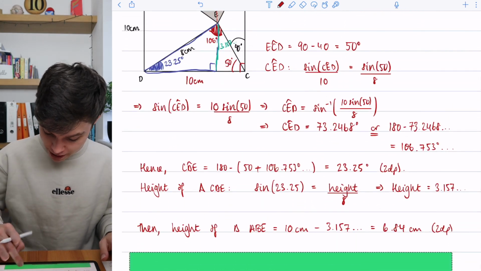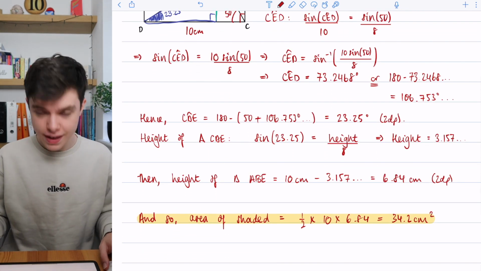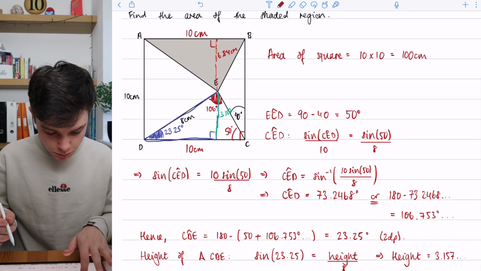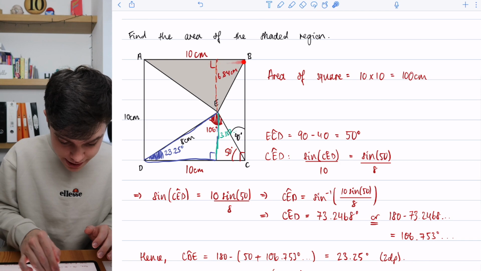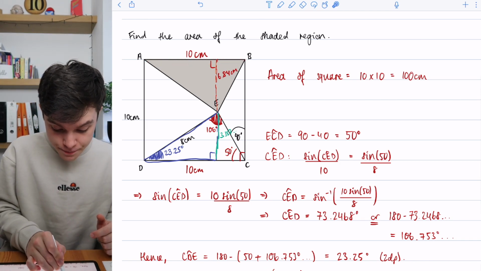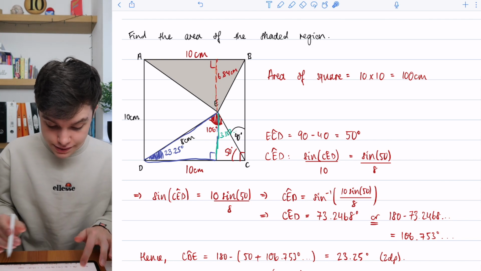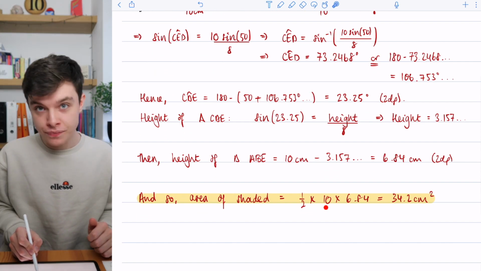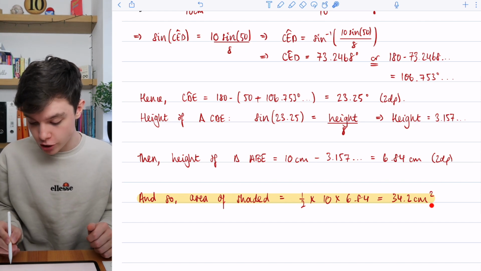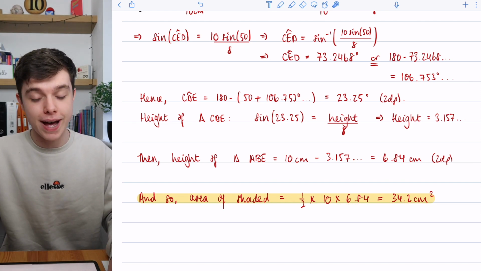So the final part of the solution is that we're going to do a half times the base times the perpendicular height. The base here is 10, even though the triangle's upside down, it's still the base. The base is 10, this is your perpendicular height, so a half times the base times the perpendicular height gives us 34.2 centimetres squared.